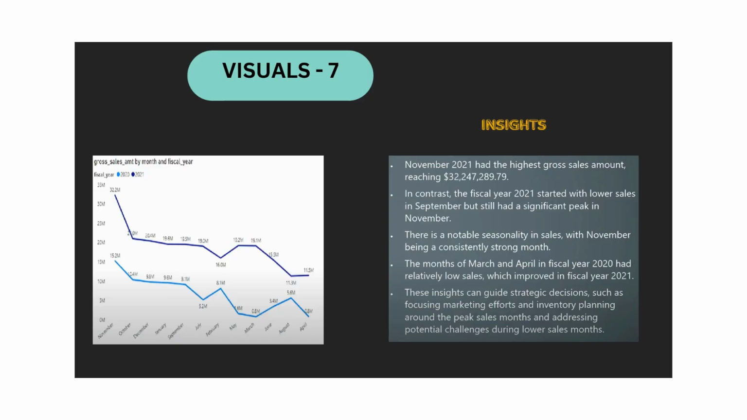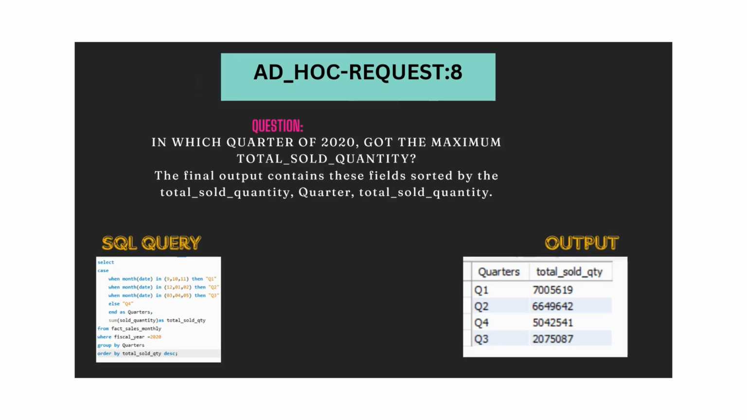So we are just using some trends here so that you can see the difference. November 2021 had the highest gross sales amount, reaching 32,247,289, and in contrast, fiscal year 2021 started with lower sales in September. You can see, but it still had a significant peak in November. So let's move to another visual.